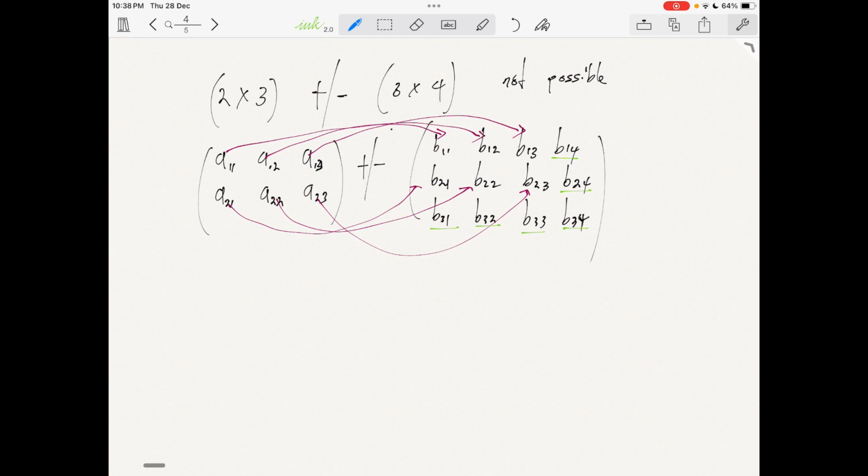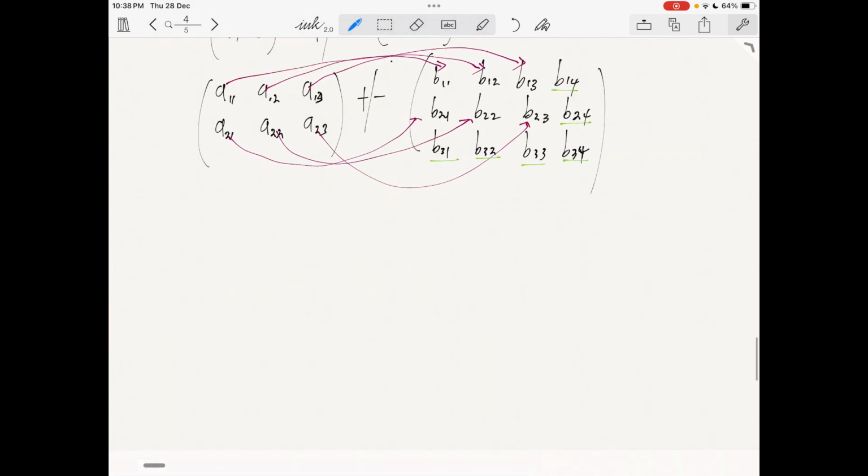So that is why, for two matrices to be added or subtracted together, they must be of the same order. Very important, be of the same order. So with that, let's quickly take some examples.